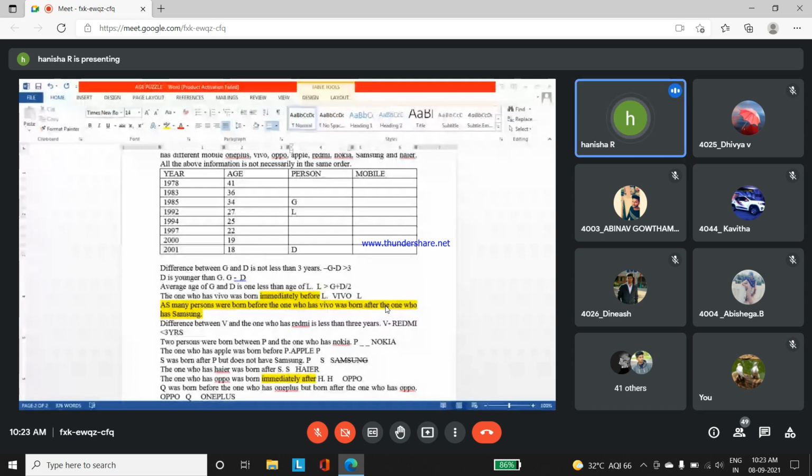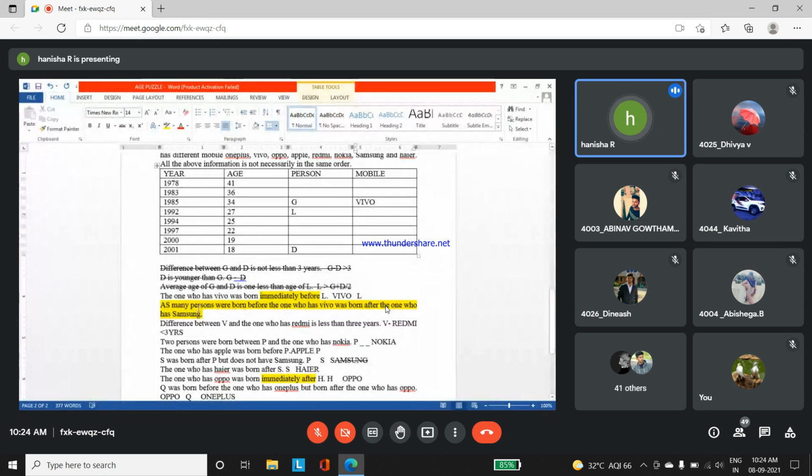Okay, so now the rest of the things. These 3 things we have completed and got the answer. The one who has 0 was born immediately before L. So before L you have the word immediately before, so before L you should have 0. Since you have immediately before, you have G, so G will have the mobile 0. So before L you have 0.